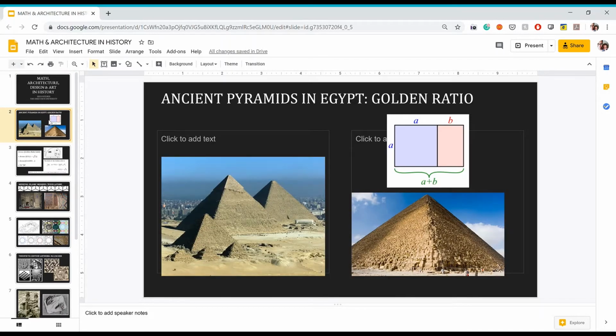Okay, so we've got the pyramids in Egypt. The pyramids of Giza contain many references to the golden ratio, but one such example is in the slope of the pyramid walls, which rise from the earth at 51 degrees and 50 seconds. The golden ratio is defined as the ratio between two quantities such that the sum between them relates to the larger number, as the larger number relates to the smaller number.